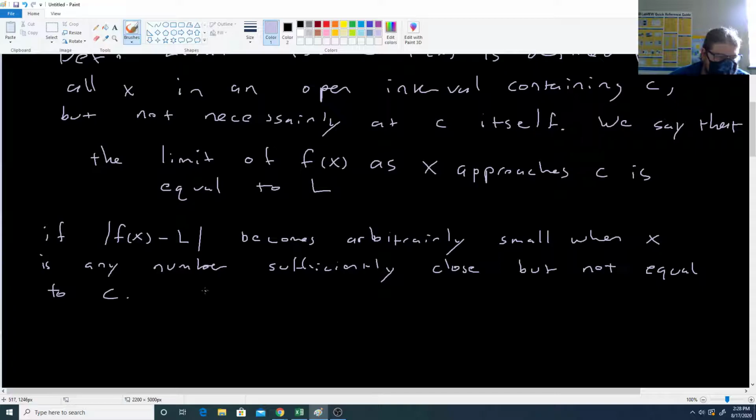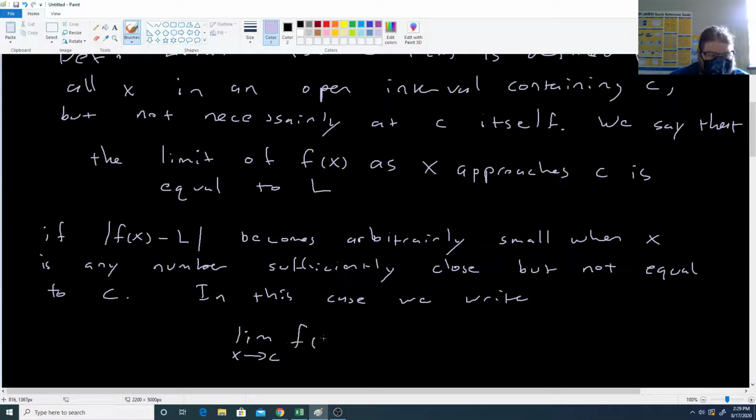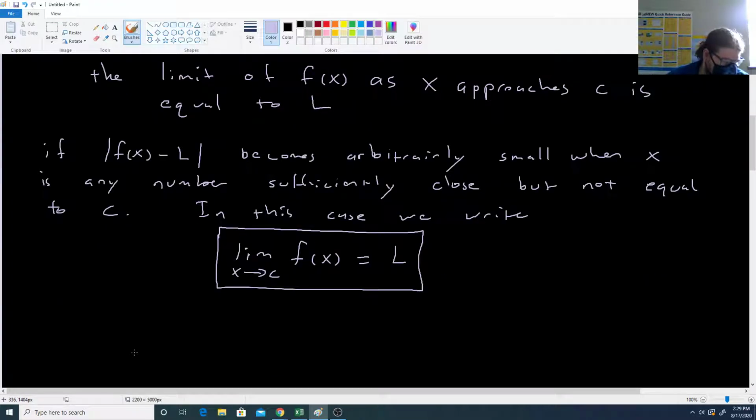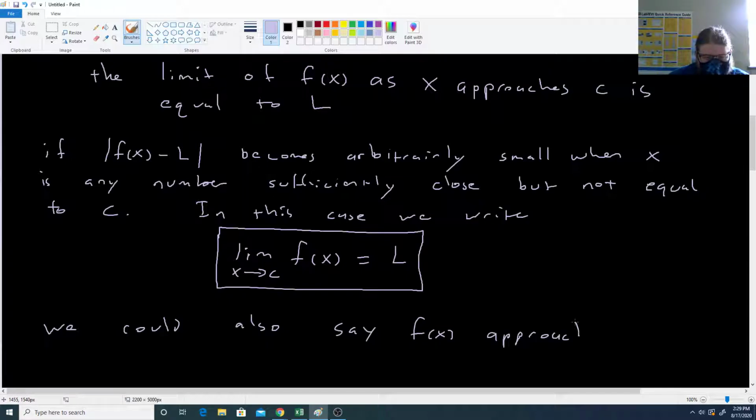In this case, we write the limit as x approaches c of f of x equals L. We could also say f of x approaches or converges to L as x approaches c.